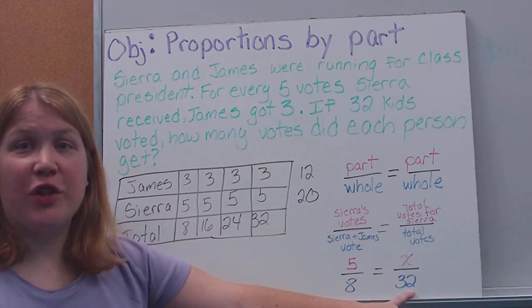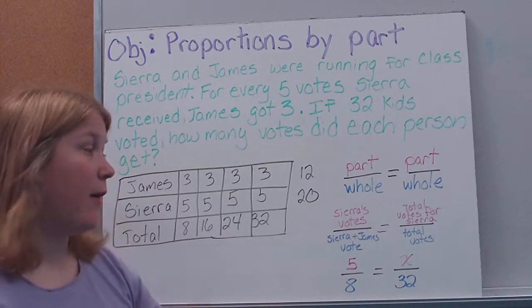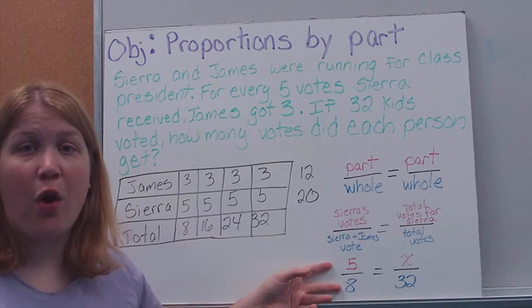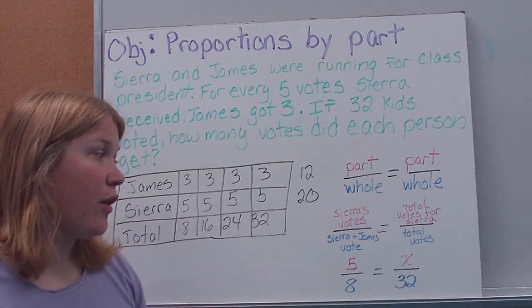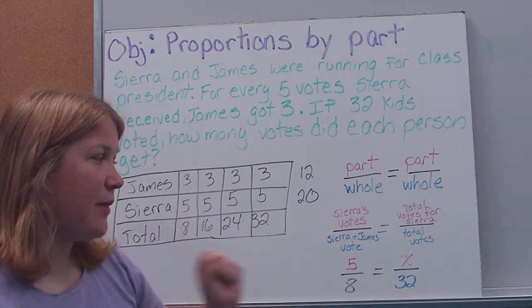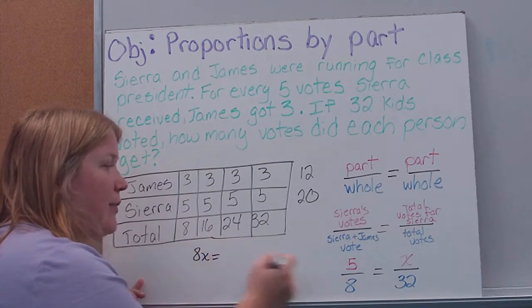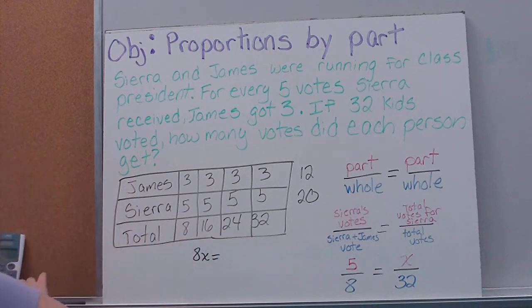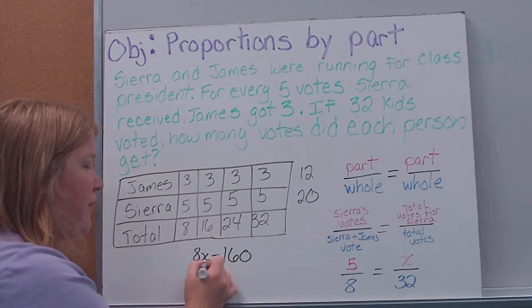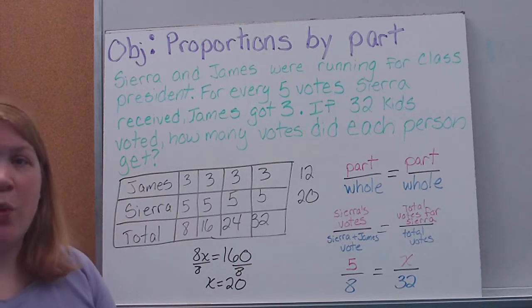I've told you in total there's 32 kids, so that's the whole number of votes. I want to figure out what part of that vote went to Sierra, so that's why the x is there. This is how I would set up my proportion. From here, if you'll recall, we just cross multiply and then solve our equation to get our answer. I would take 5 times 32 and 8 times x. So I wind up with 8 times x is equal to 5 times 32, which is 160. Then I could solve for x, and I would find out that Sierra's part of the vote was 20.